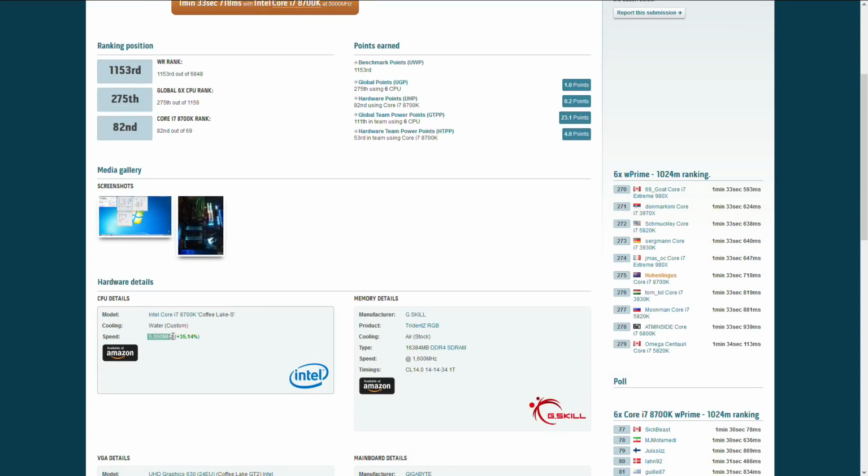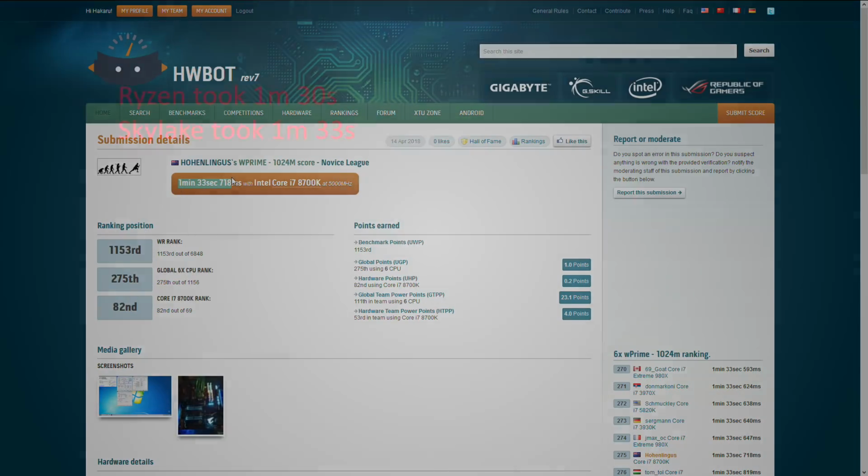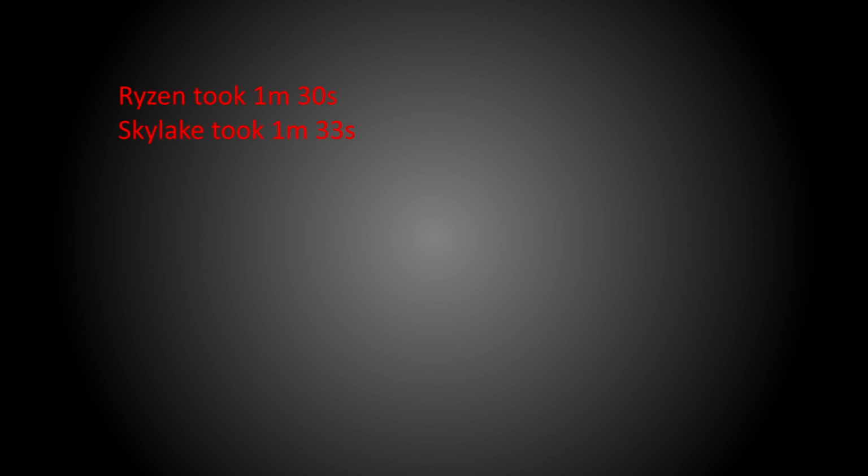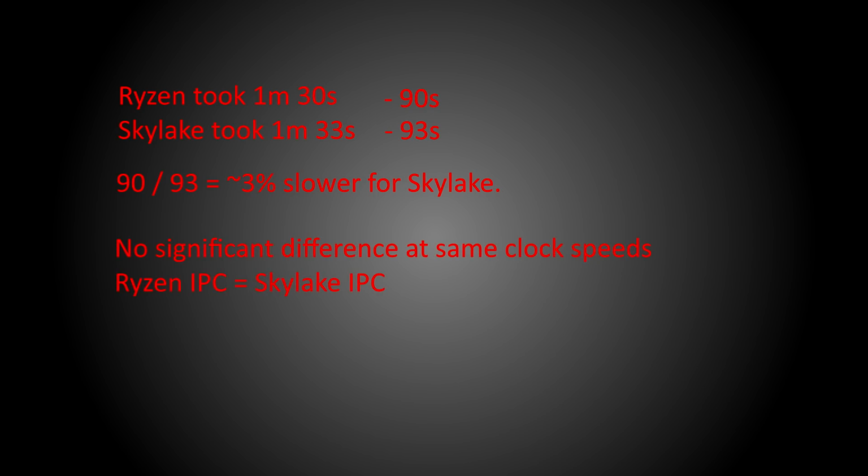The next piece of evidence is looking at the 2600X versus 8700K at 5 GHz on WPrime 1024. The Zen CPU completed it in 1 minute and 30 seconds, whereas the Skylake CPU completed in 1 minute and 33 seconds, making the Intel CPU 3% slower. Again, this falls into run-to-run variance.